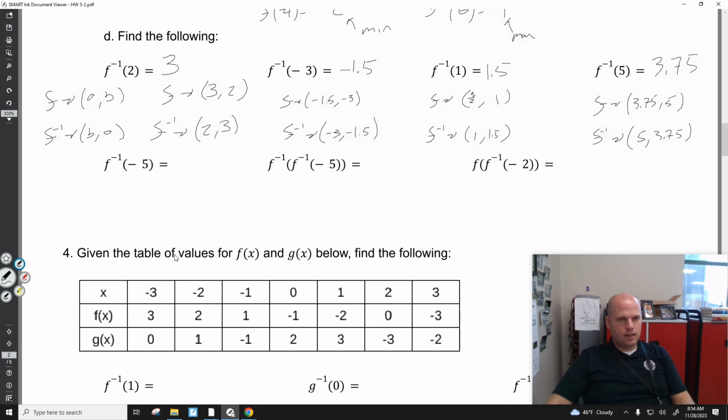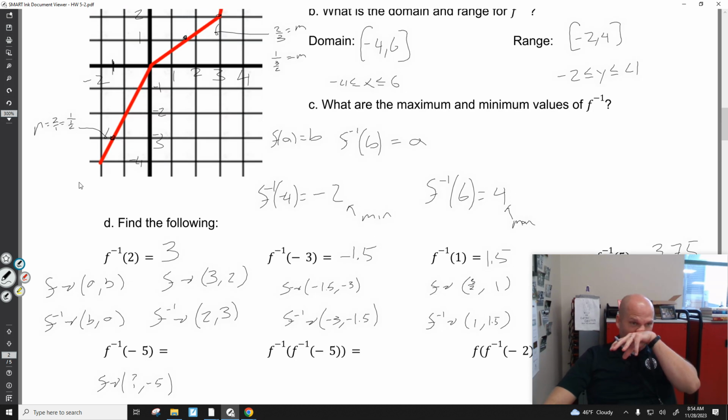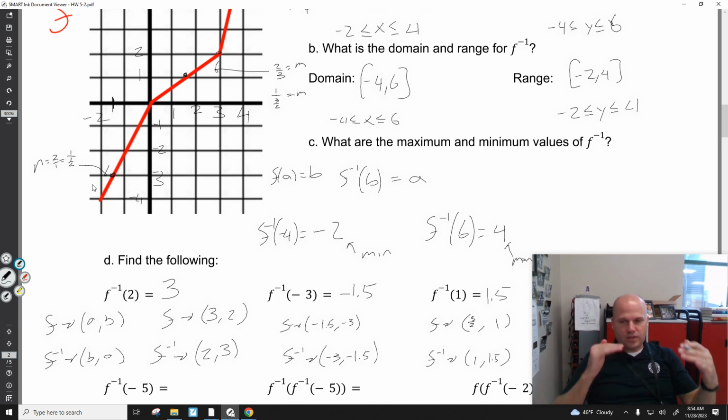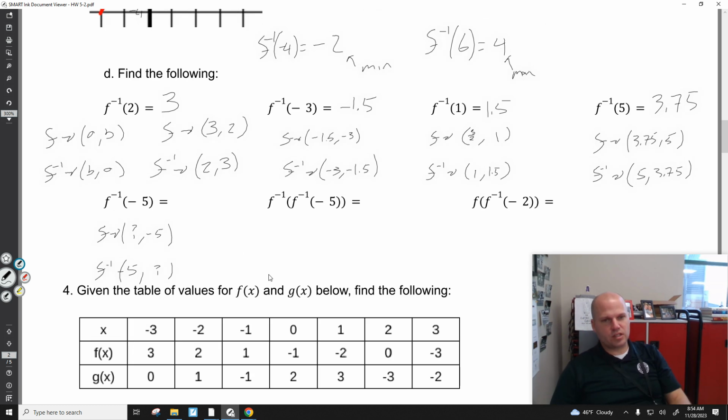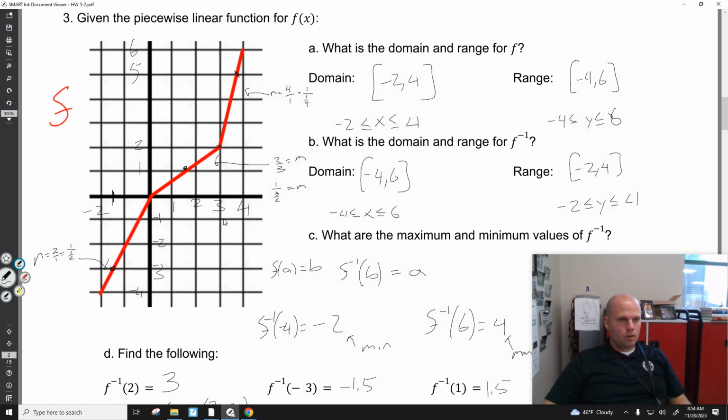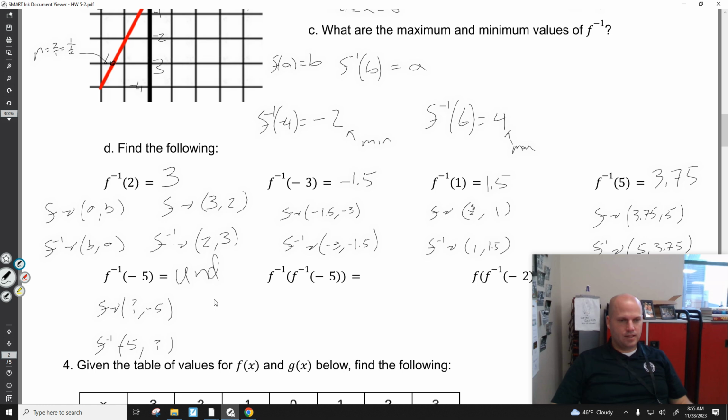When does F have an output of -5? We don't see it. You can't assume that this line's going to go on forever and ever. If this is the graph of F and it's defined between these two x values, it has this domain, it has this range, this cannot be found. Unless I'm thinking crazy. 1, 2, 3, 4. No, I can't. F inverse of -5, I don't know.